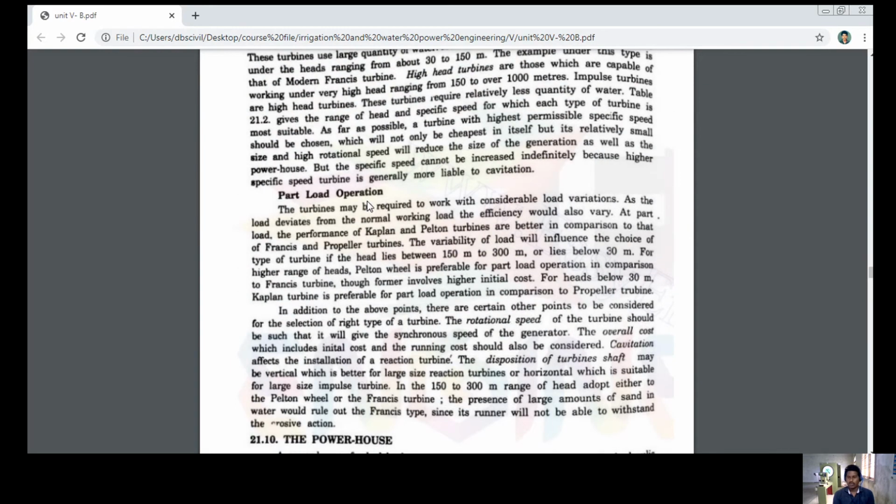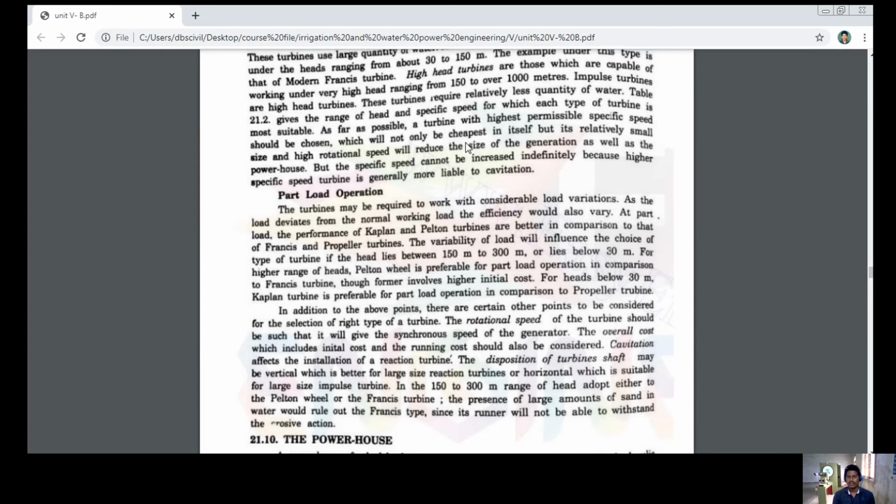Next, part load operation. The turbine may be required to work with considerable load variations. As the load deviates from normal working load, the efficiency would also vary. At part load, the performance of Kaplan and Pelton turbines is better in comparison to that of Francis turbine and propeller turbine.